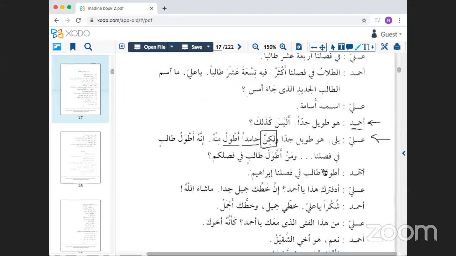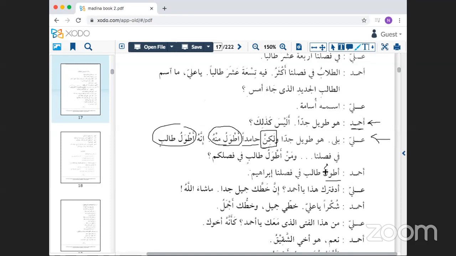Ahmed, atwalu talibin fi faslina Ibrahim? You read it like it's a question. Can you read it again? Atwalu talibun fi faslina Ibrahim. Why atwalu talibun? Can you recognize this word here, talibun? This one that I just underlined. Okay, atwalu. What do we know about atwalu? Ism tafdil. We said that ism tafdil either comes with min after it, or it comes as mudaf. There are two ways.